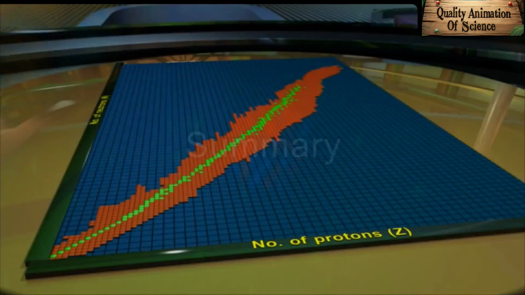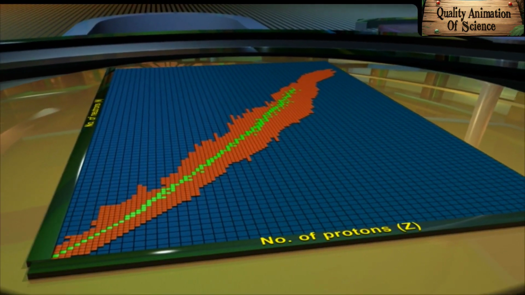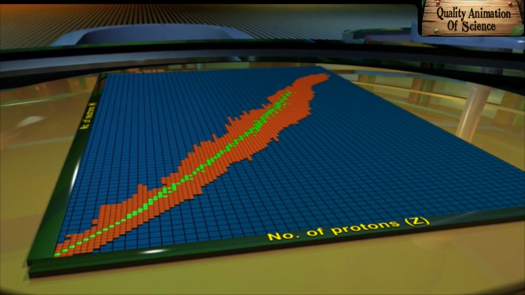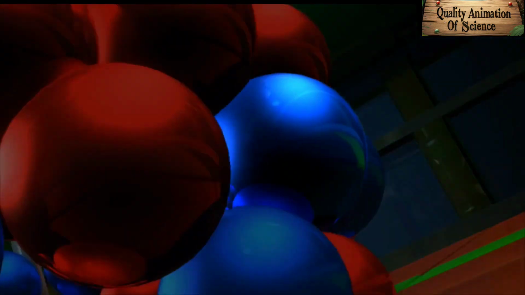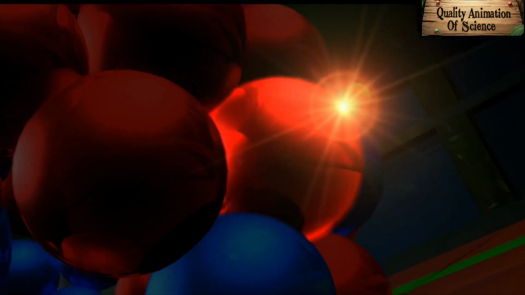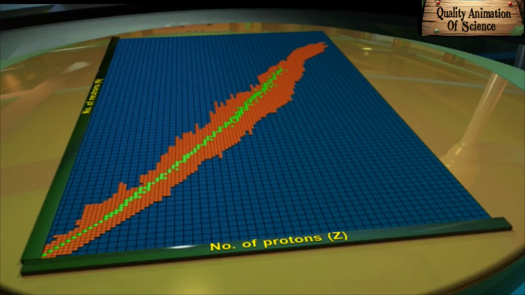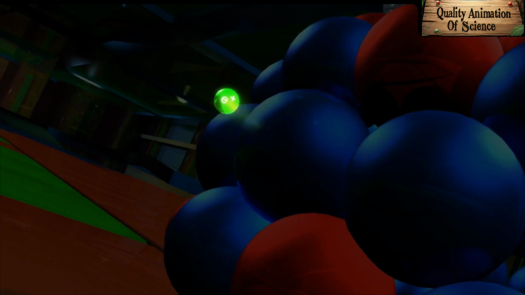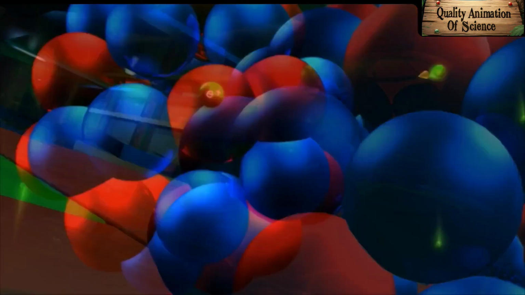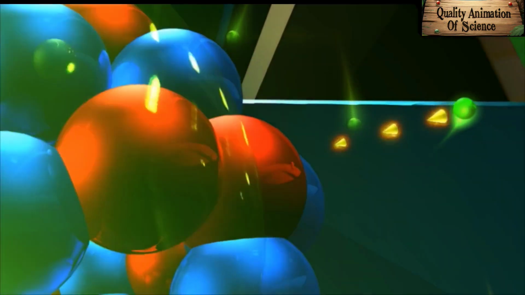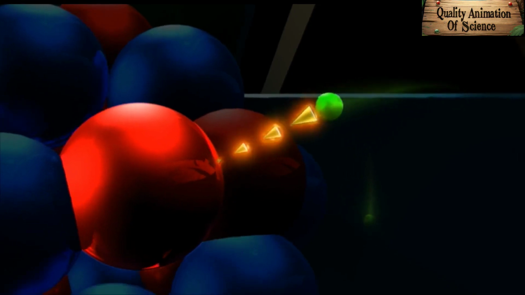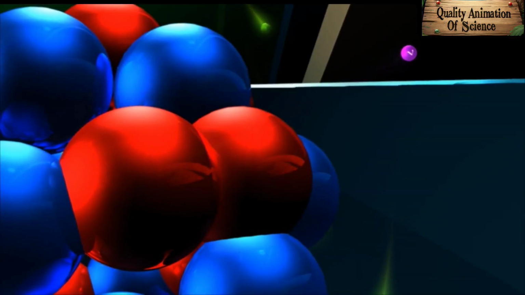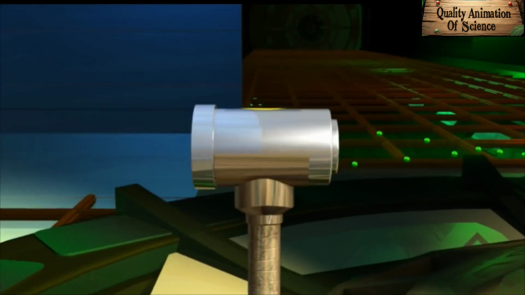Summary: in beta minus emission, a radioactive nucleus, by lying above the stability curve, becomes stable by emitting electron. In beta plus emission, a radioactive nucleus lying below the stability curve becomes stable by emitting positron. During orbital electron capture, the nucleus absorbs one of the atomic electrons and becomes stable.